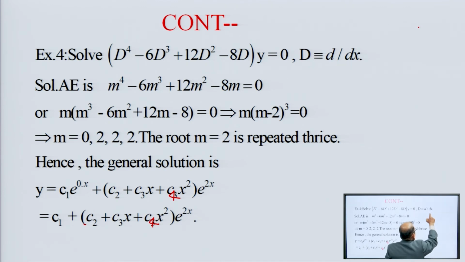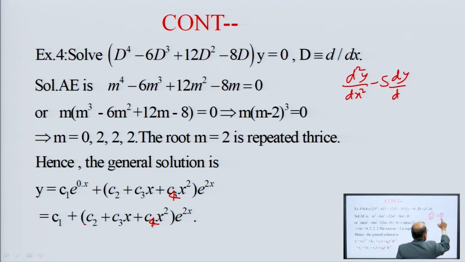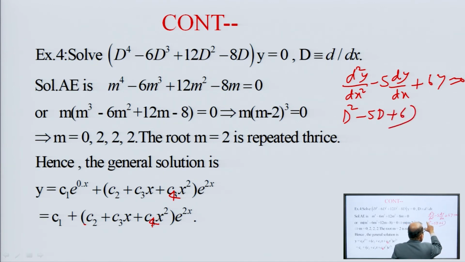Here, if we want to find the solution of d²y/dx² minus 5 dy/dx plus 6y equal to 0, it is a second order ordinary differential equation. To find the solution, first we have to convert the given differential equation into operator form, that is (D² minus 5D plus 6)y equal to 0, where D stands for d/dx.